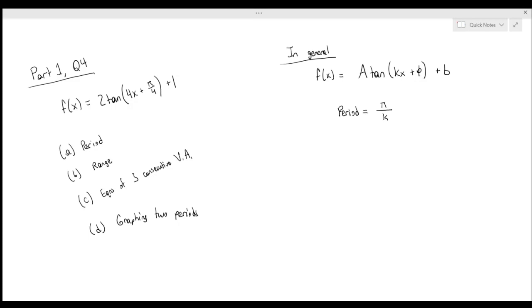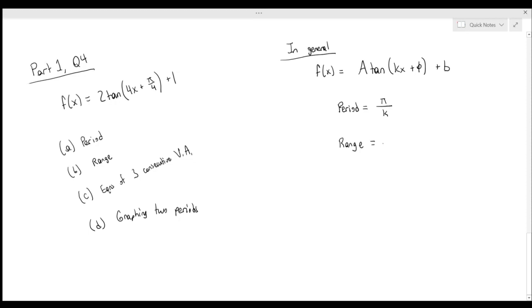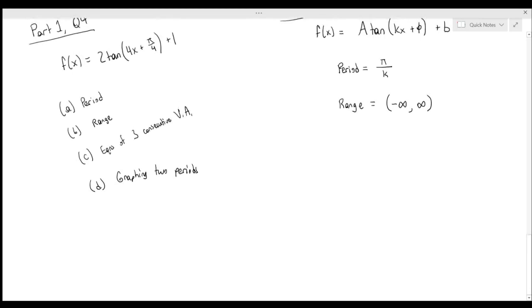For the range of such a tangent function, it's actually not going to matter what all of the numbers are in your function. The range is going to be everything from minus infinity to positive infinity. So let's start with those two first, looking at our function f of x.